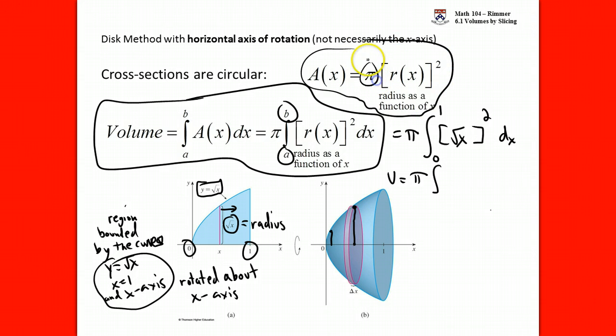What do we do with it? We just pulled it outside, that's all. Just like we pulled the 4 outside in that previous problem. So pi comes outside. Pi is a part of this now. Pi wasn't a part before because we didn't have circular cross sections. Now pi is a part of it, and you just need to integrate x.